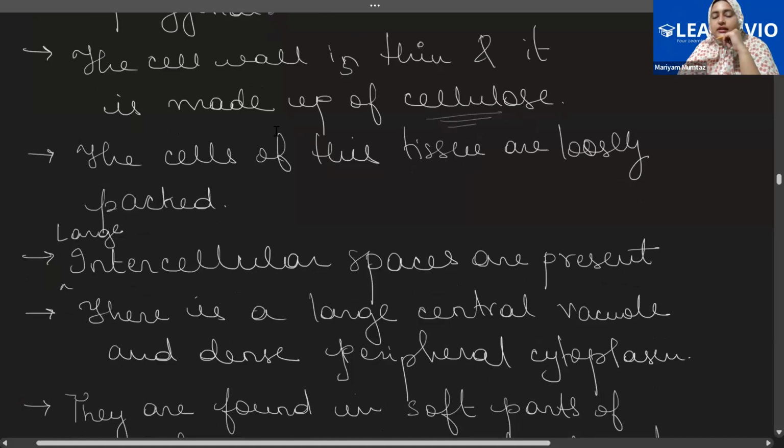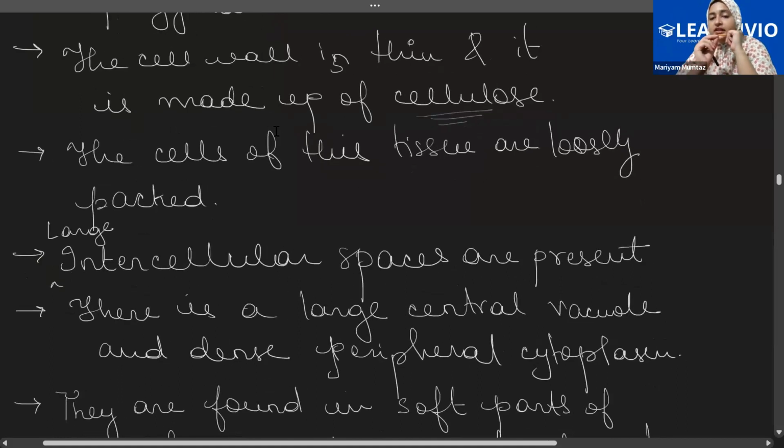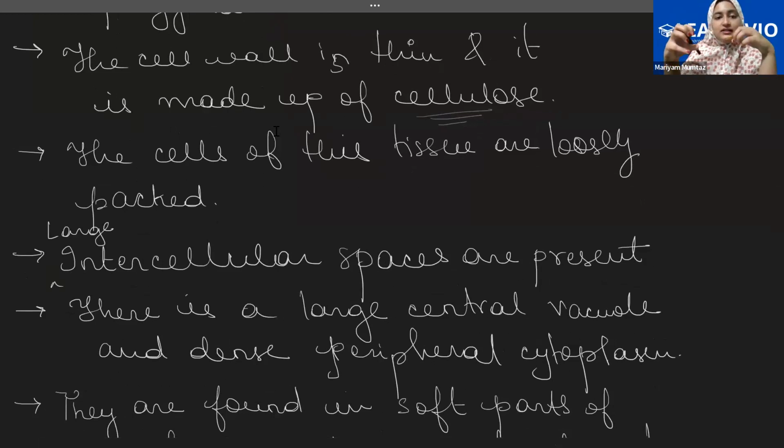All right. Since the cells of this particular tissue are loosely packed, not together, like one is here, one is here, that is why big or large intercellular spaces are found in them. Intercellular space means inter means in between, cellular means cells. So in between the cells, spaces are present. Why? Because the cells are very loosely packed.